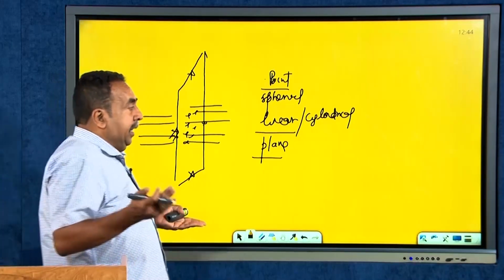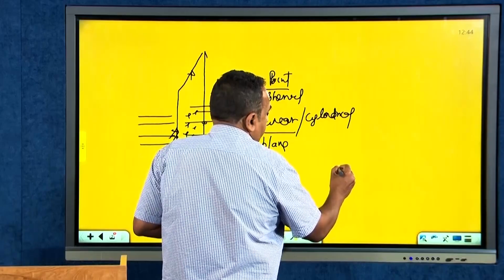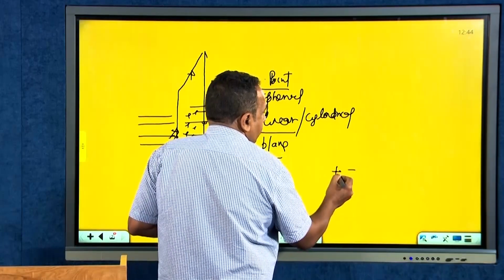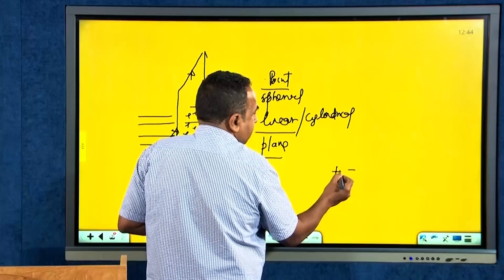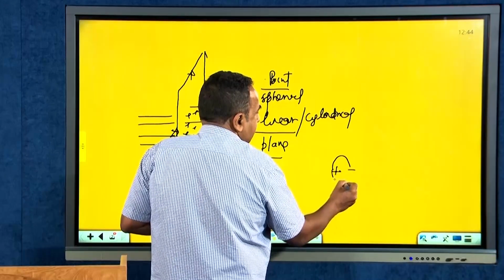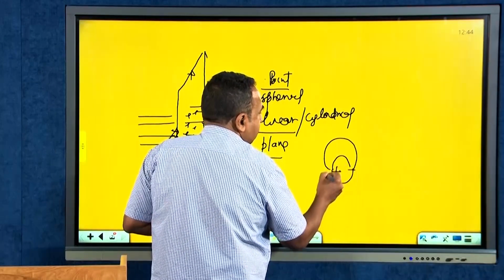In the case of a dipole, for example, I have two opposite charges separated by a distance. The field lines will be like this.